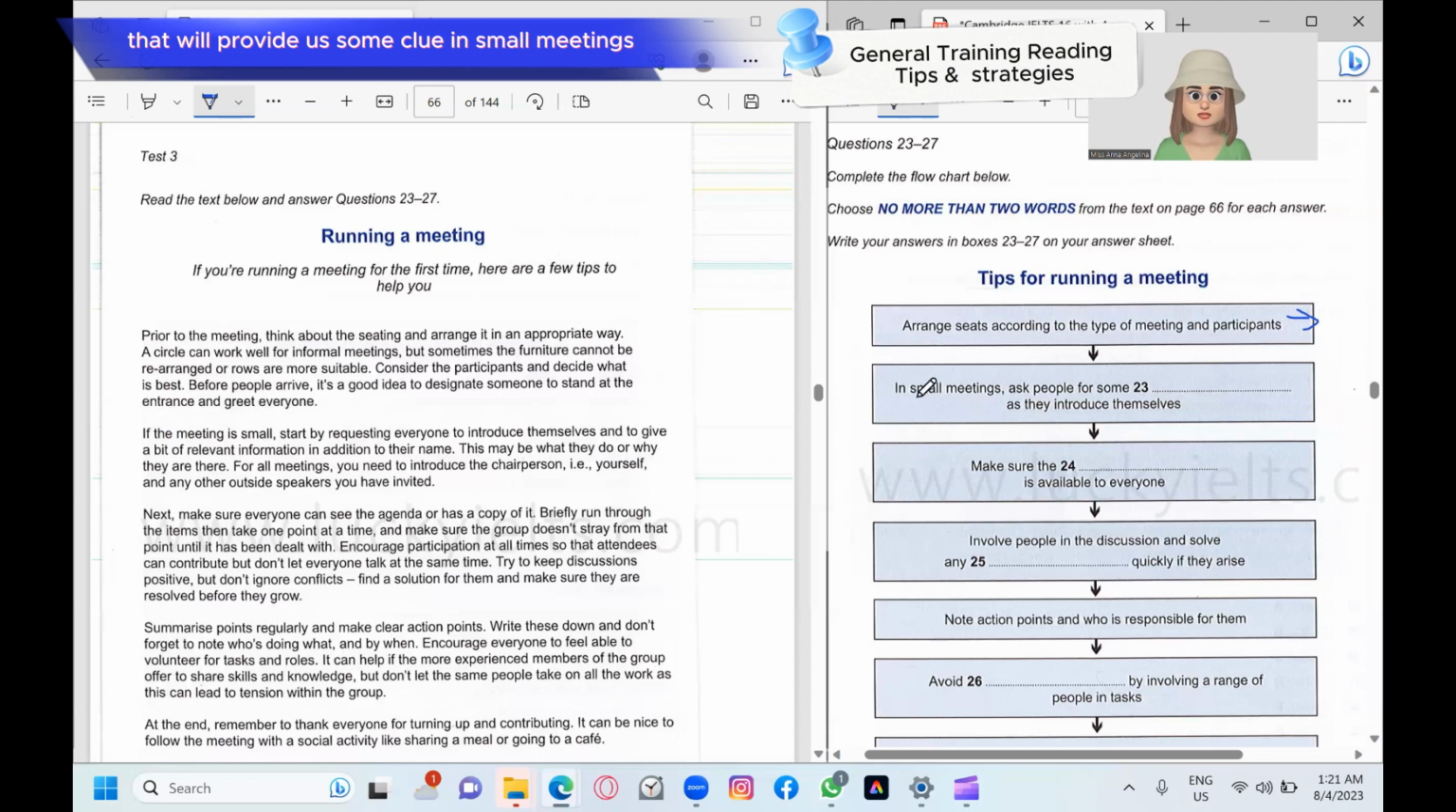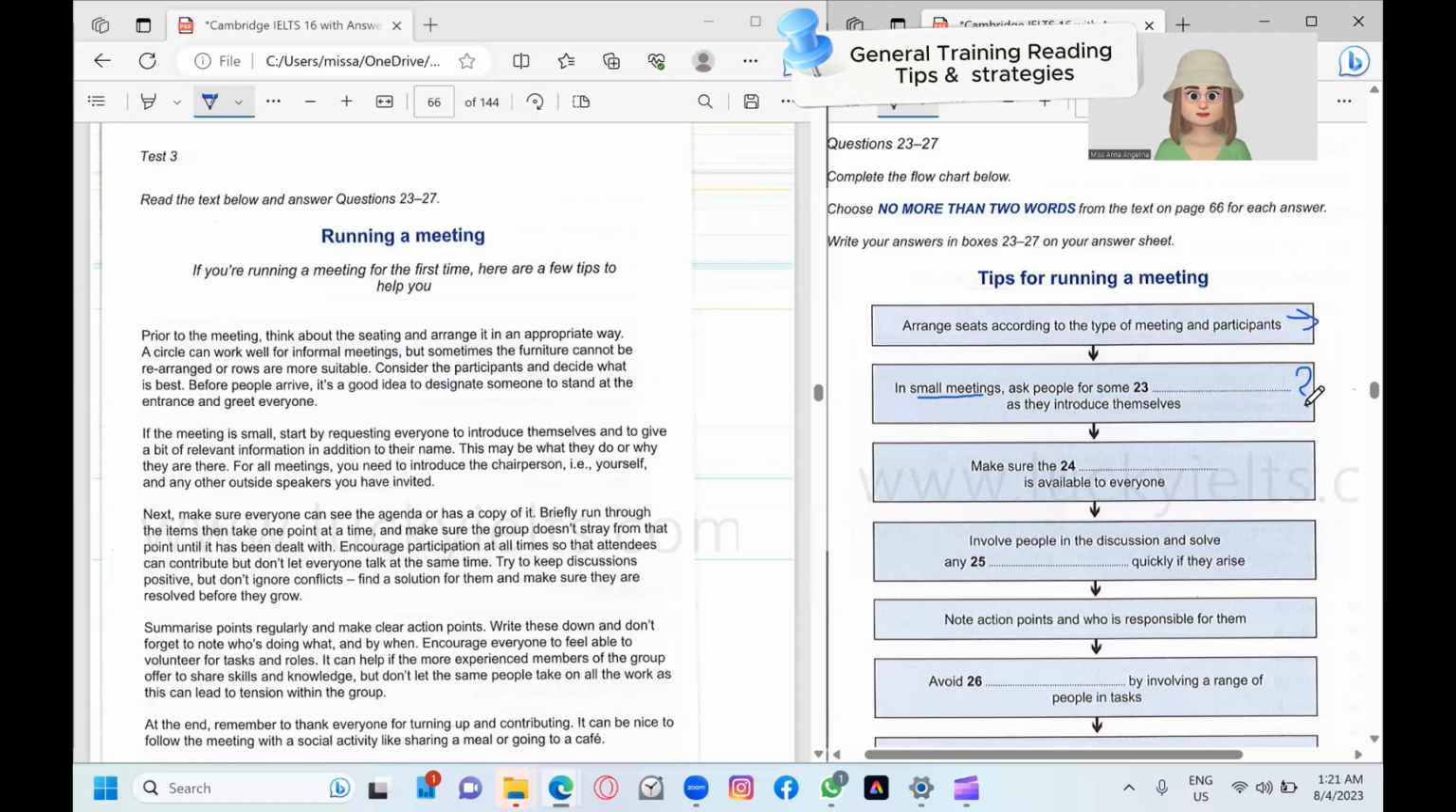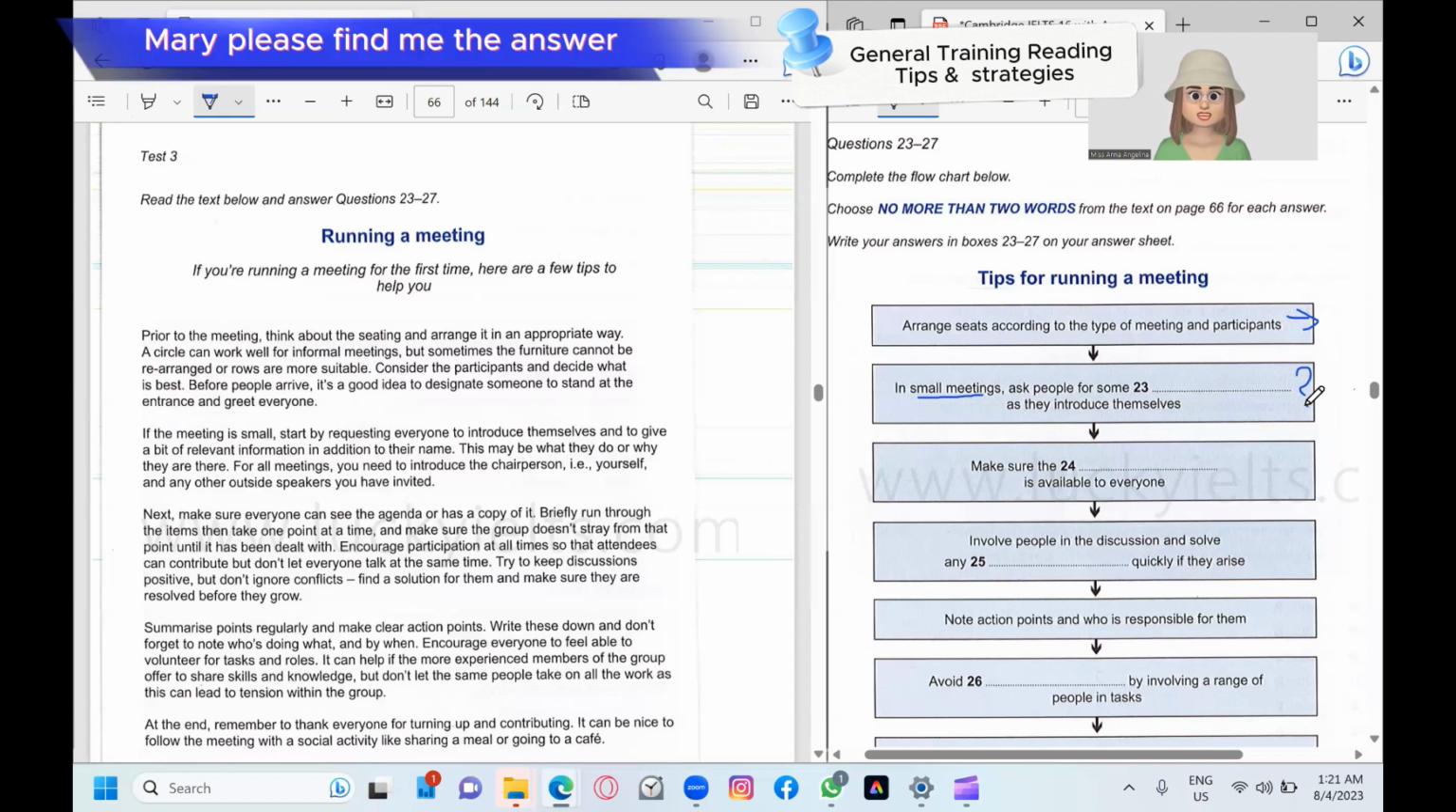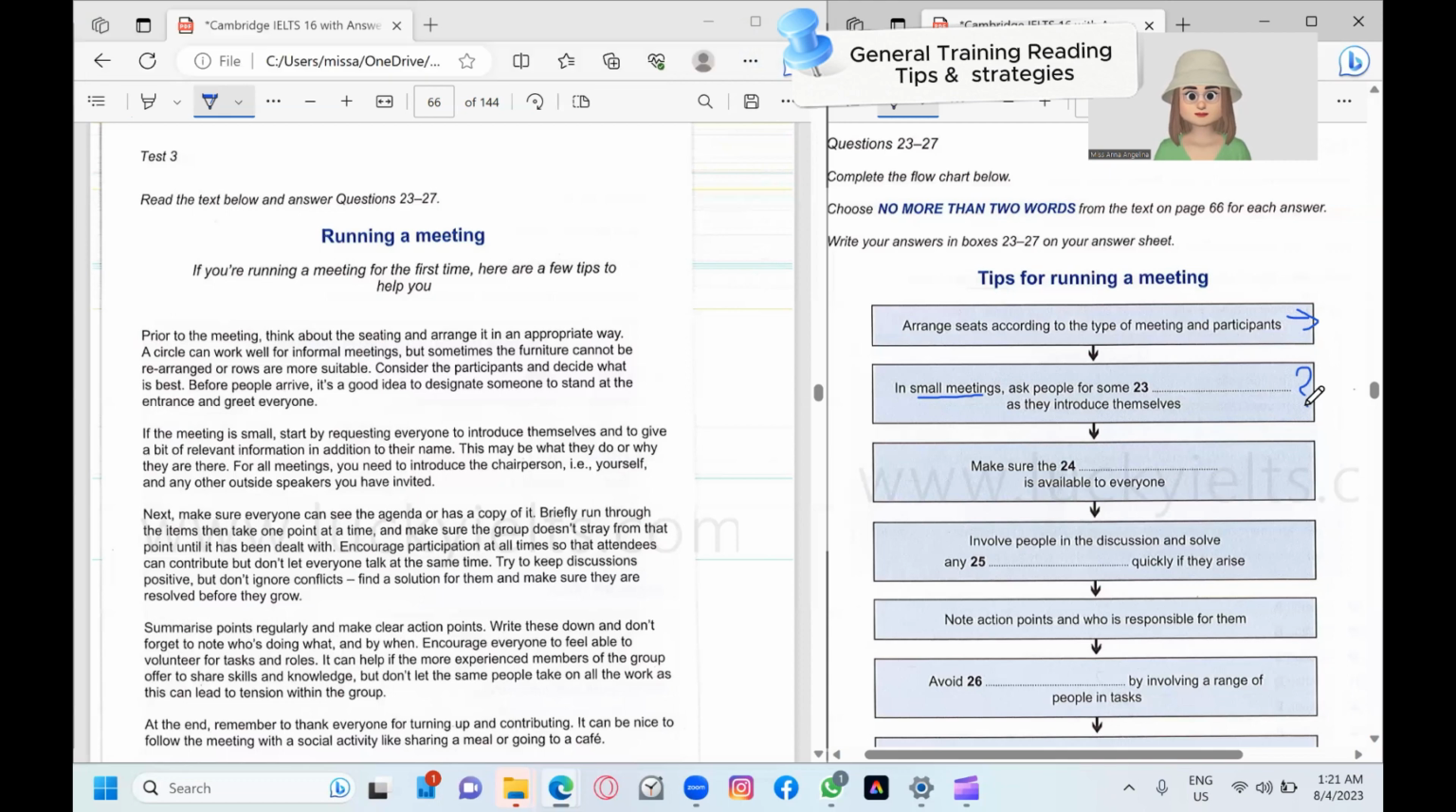In small meetings, now we are supposed to look for what to do in small meetings. Ask people for some blank as they introduce themselves. Ask people for some what? This is what we are supposed to look for. We cannot use more than 2 words, not allowed. Mary, please find me the answer. Okay. Small meeting.